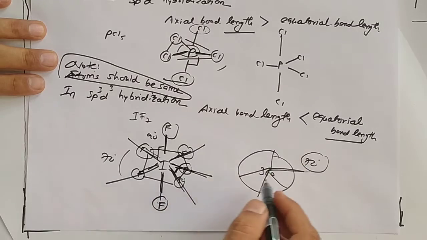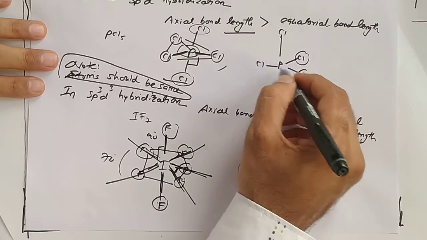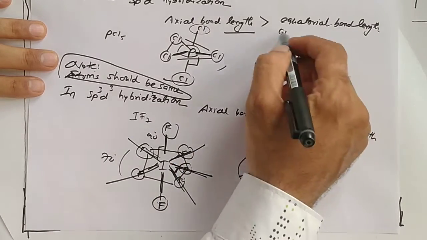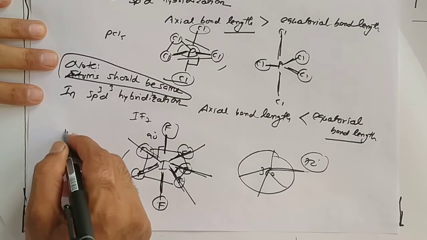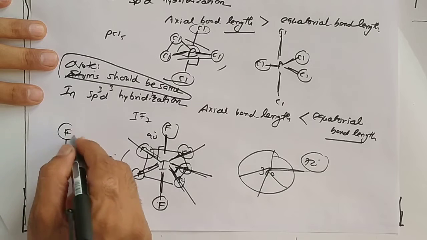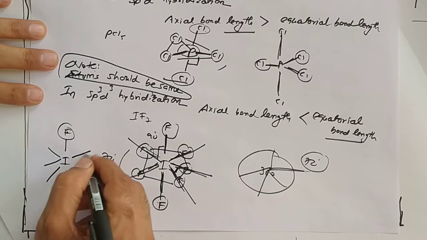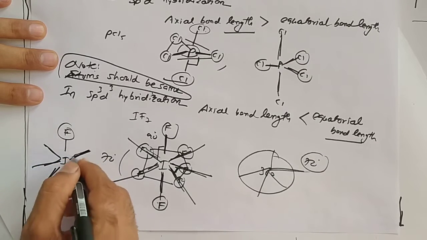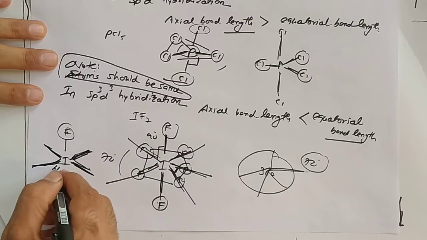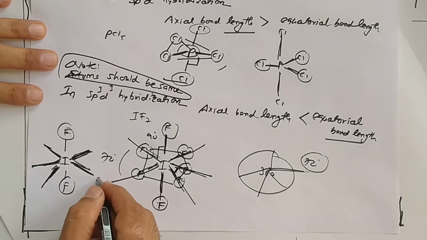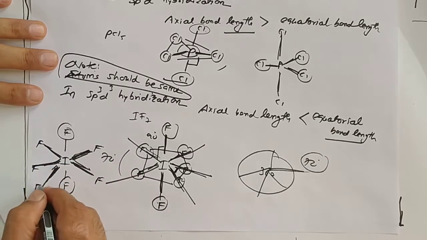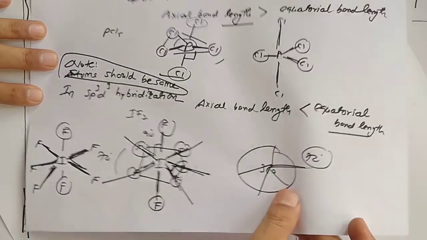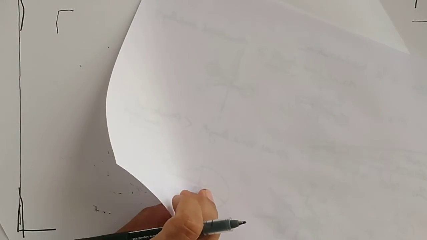So in PCl5, these three equatorial bonds are short, these two bond lengths are big. In IF7, these two are short and these 5 are big. Understood? The dark line indicates equatorial. Now we are at our next point.